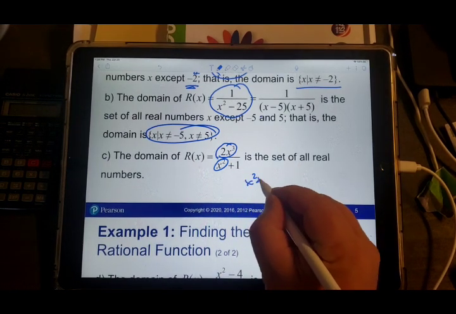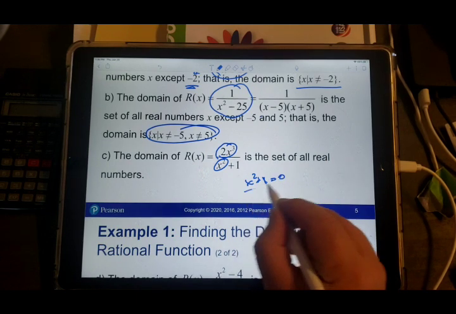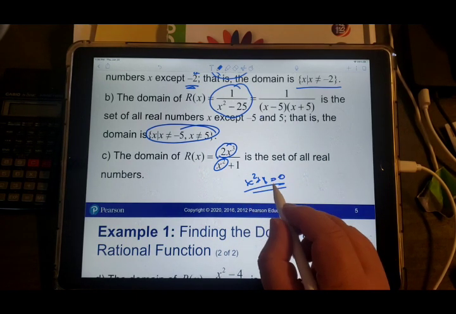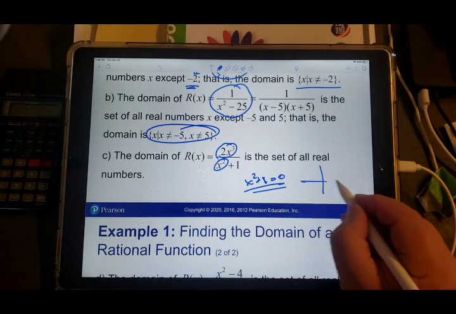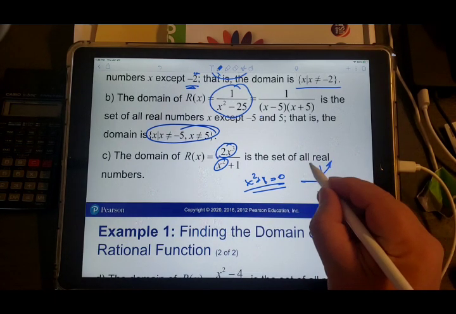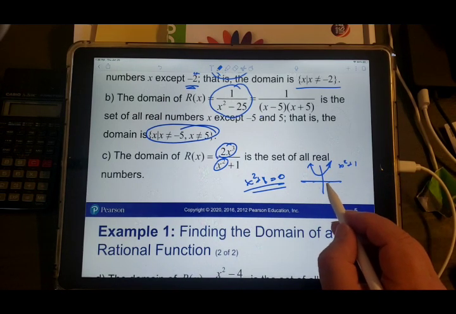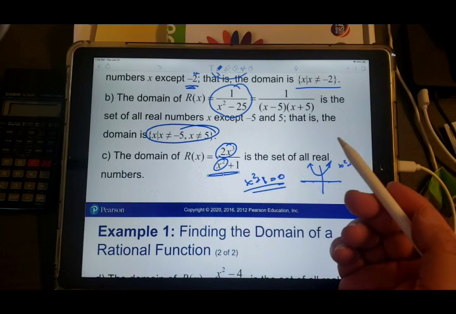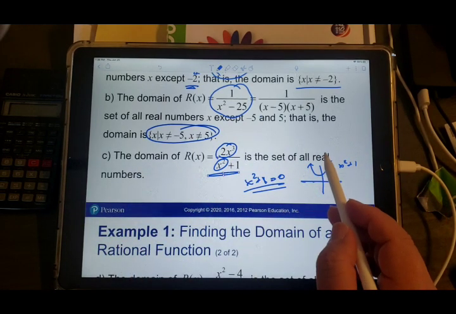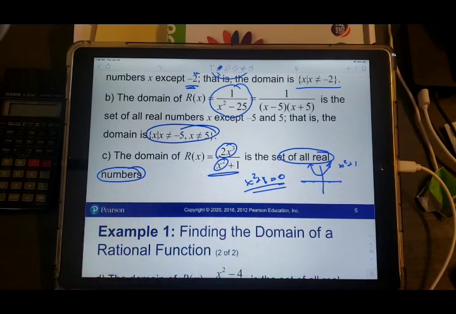x squared plus 1 equals 0 has no solutions. So the denominator is never equal to 0. A quick sketch will verify that. There's a graph of x squared plus 1, and it never crosses the x-axis. So if the denominator can never be 0, this is an example where the domain is the set of all real numbers.